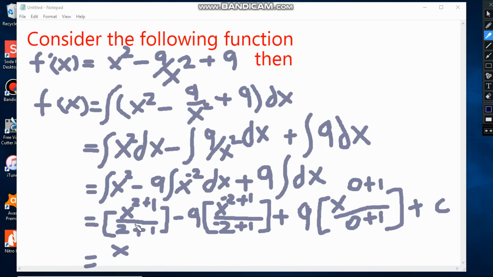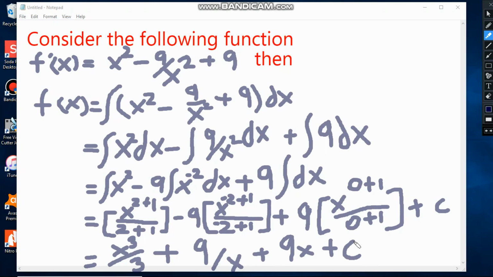And finally we get x raised to 3 over 3 minus 9 times negative 1 becomes plus 9. X raised to negative 2 plus 1 becomes x raised to negative 1, which is equal to 1 over x. That's why it becomes 9 over x plus 9 times x plus constant c. And thank you for listening.